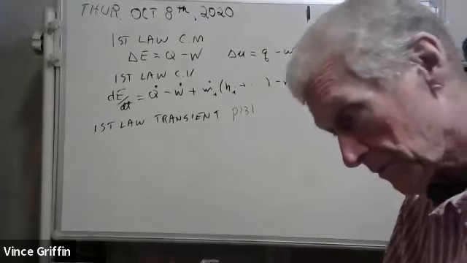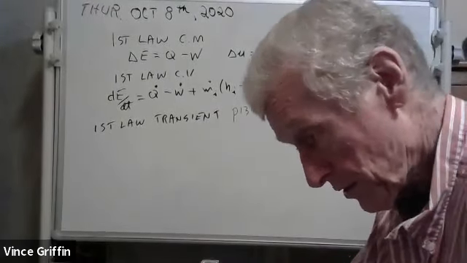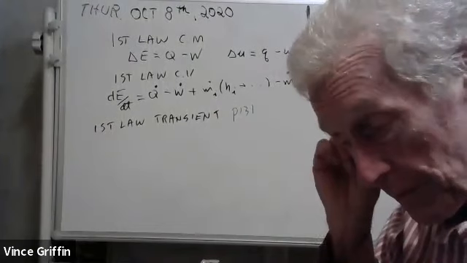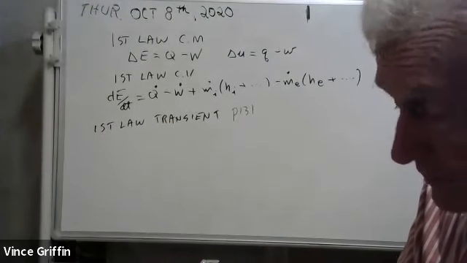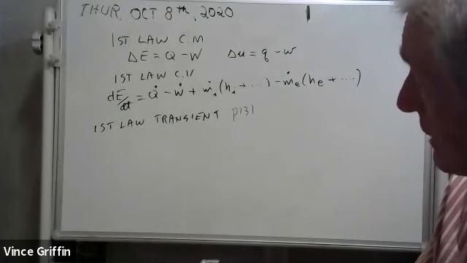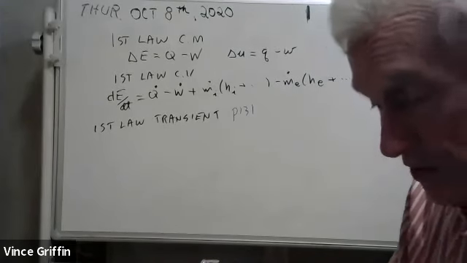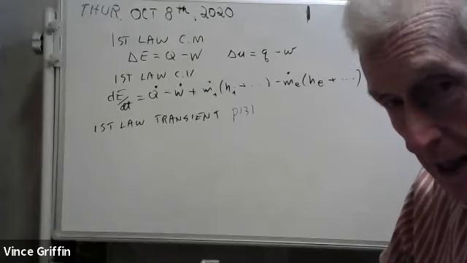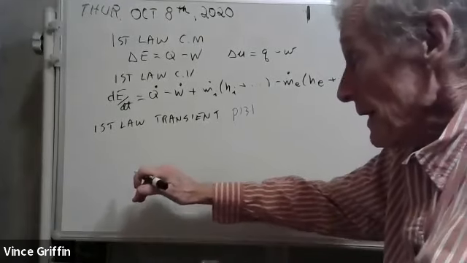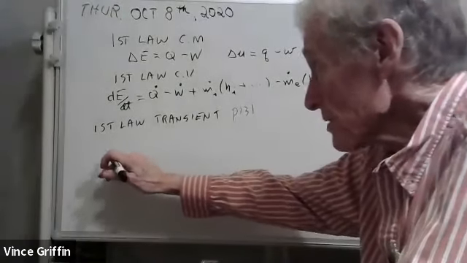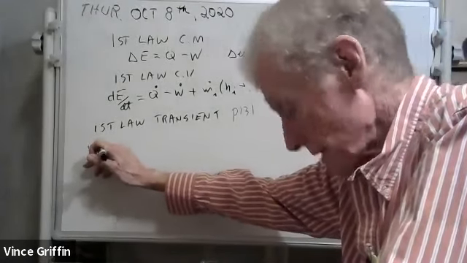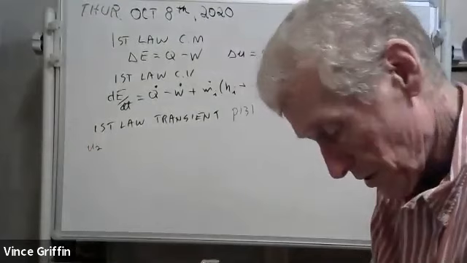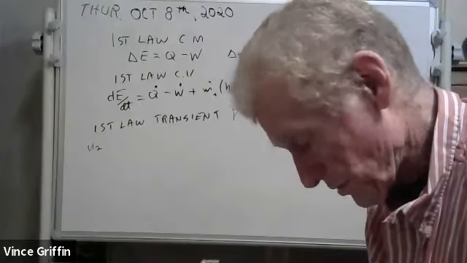Also, when you shut down a device like a turbine, they have to do that occasionally to make repairs. And they call that a transient process. It's a process where things change with time. And the first law looks like this. It's a little bit nasty. This is in your book. It's all on page 132.